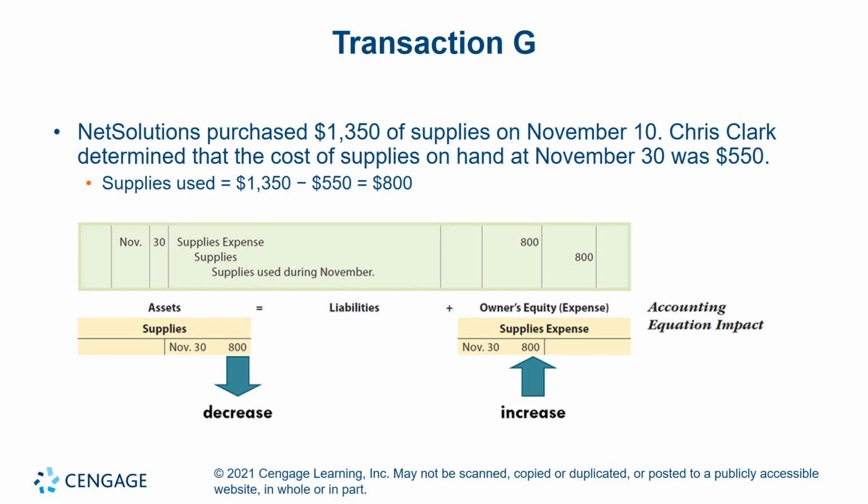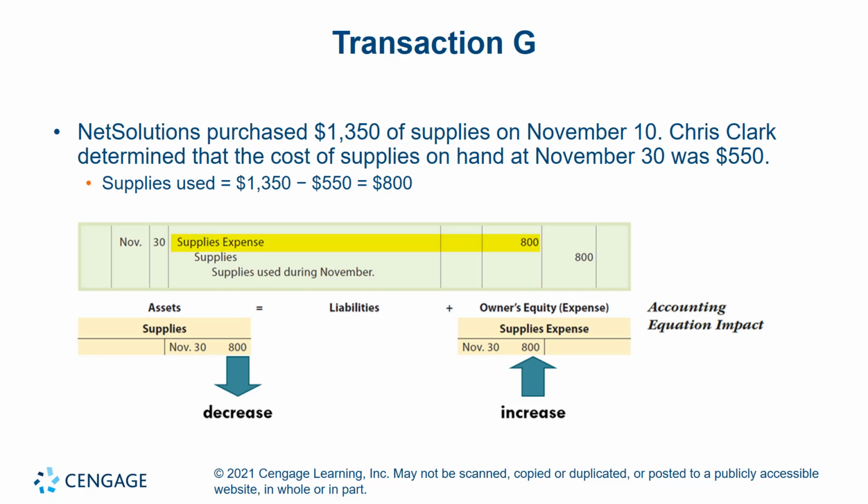So what had happened to the supplies? It was used up. It was consumed. And when something is consumed to help the company operate and generate revenue, we call that an expense. So for this transaction, we will use the account supplies expense. This account increased because of the consumption of supplies. We need to recognize that we had incurred this expense for $800.